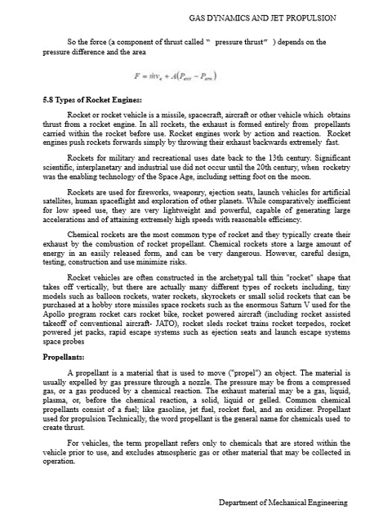Types of rocket engine. A rocket or rocket vehicle is a missile, spacecraft, aircraft or other vehicle which obtains thrust from a rocket engine. In all rockets, the exhaust is formed entirely from propellant carried with the rocket before use. Rocket engines work by action and reaction. Rocket engines push rockets forward simply by throwing their exhaust backward extremely fast.